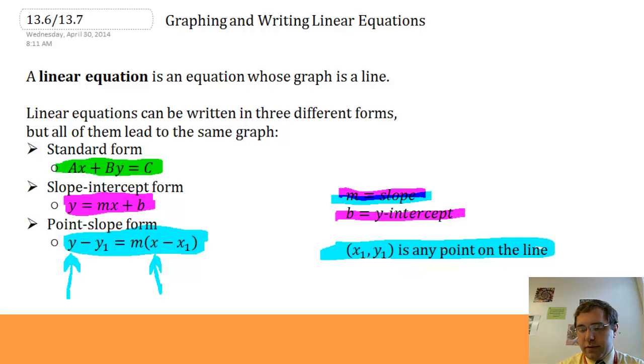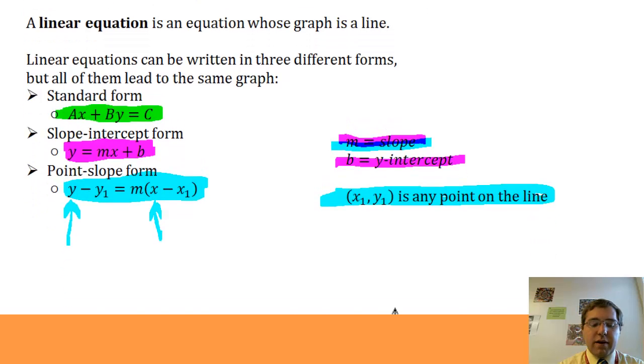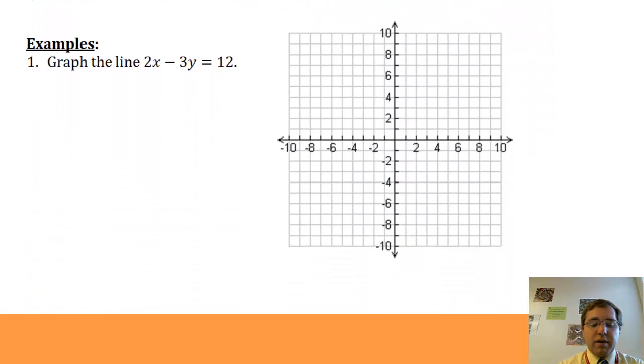So for the rest of the video, we're just going to do a whole bunch of examples of graphing and writing equations. So let's start with our first one. Graph the line 2x minus 3y equals 12. That's an equation in what form? Standard form, right.